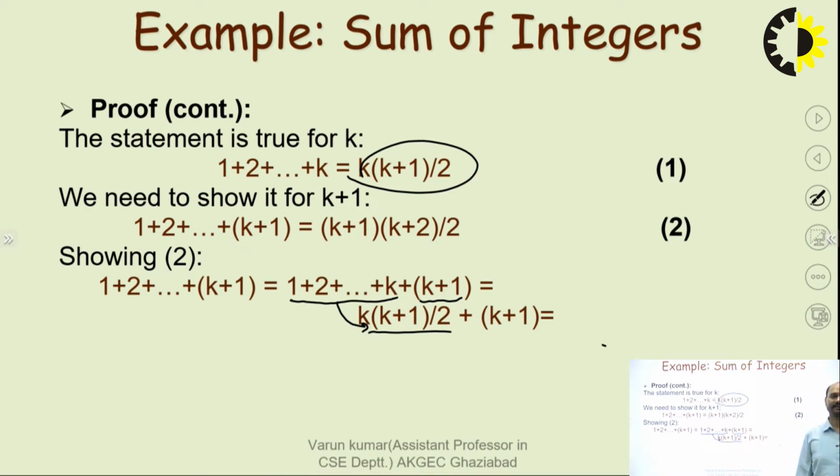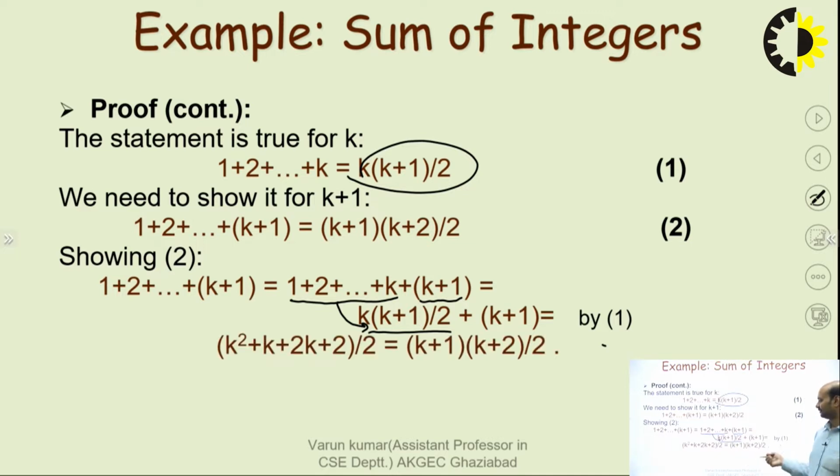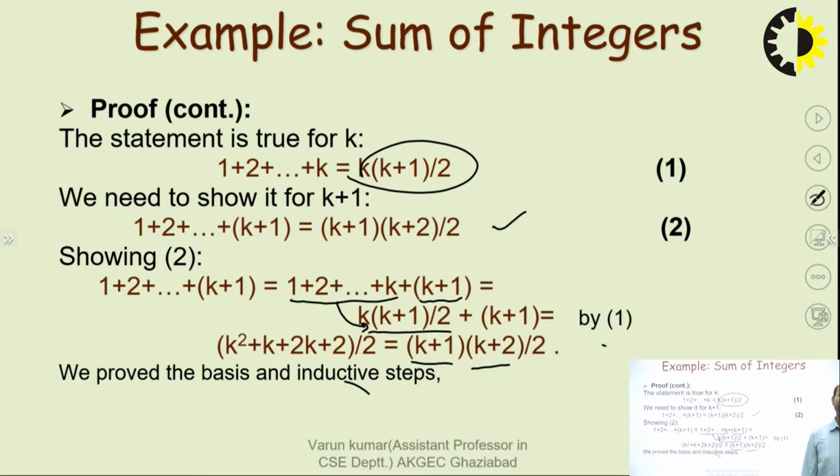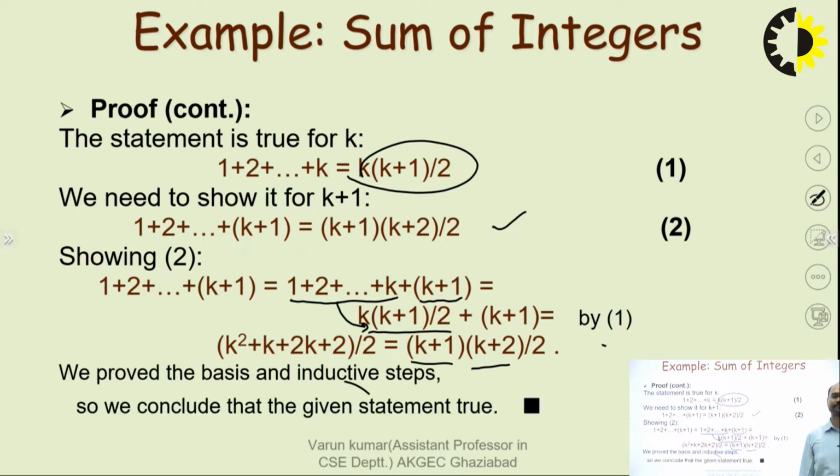We solve this equation, and what do we get? We get (k(k+1) + 2(k+1))/2, that is (k+1)(k+2)/2, and we take the factor of this, that becomes (k+1)(k+2)/2, which is given as P(k+1). It means we proved the inductive step. So we conclude that the given statement is true for all values of integer n greater than or equal to 1.